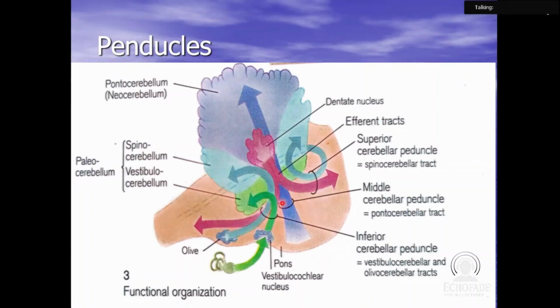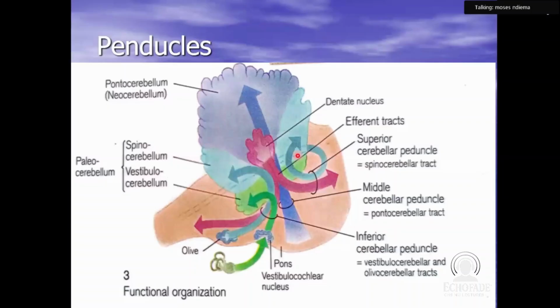The middle cerebellar peduncle carries what you refer to as pontocerebellar tracts, which we'll revisit. And then the superior cerebellar peduncle carries information from the spinal cord through the spinocerebellar tract, and also transmits information from the nuclei of the cerebellum to the midbrain and other areas of the brain.